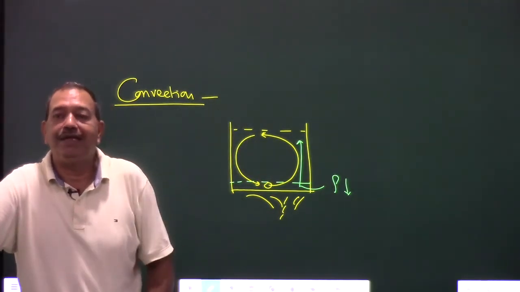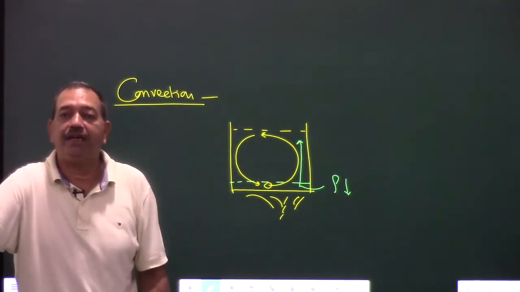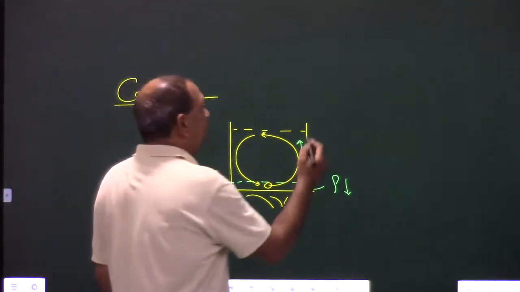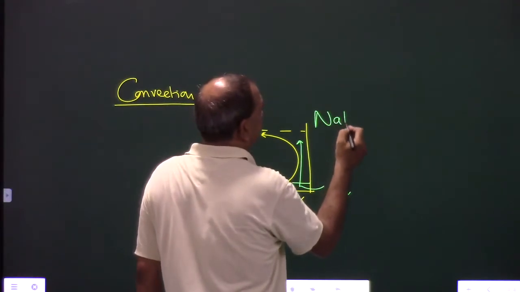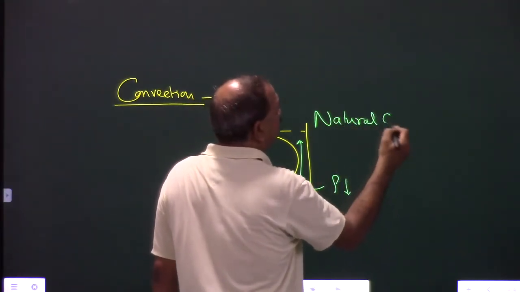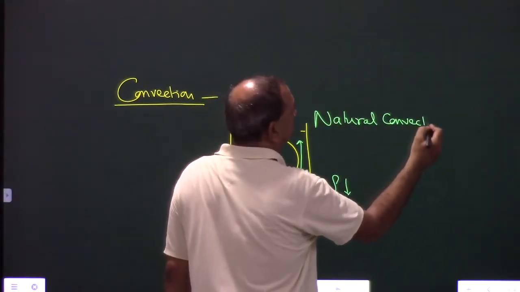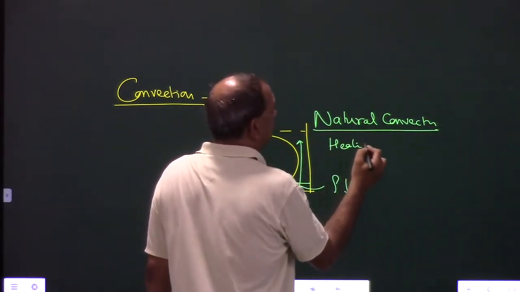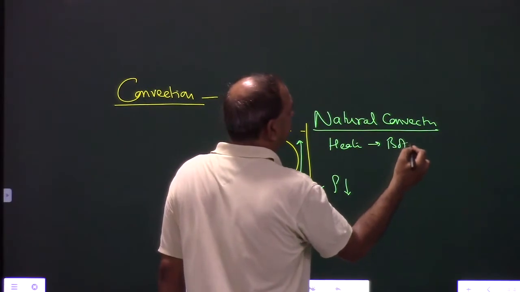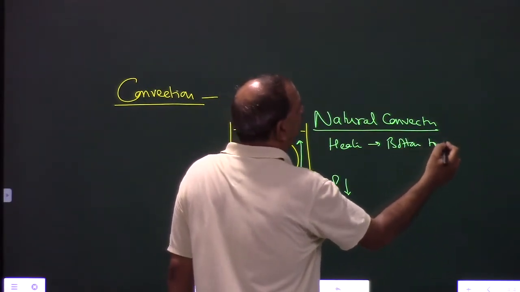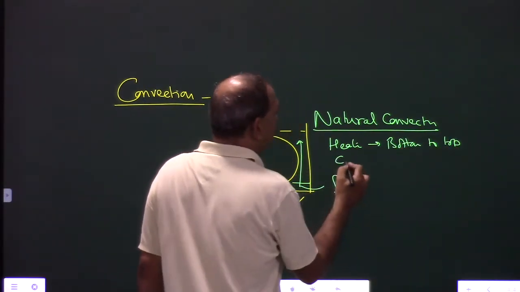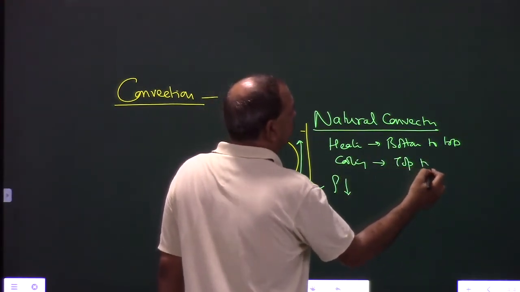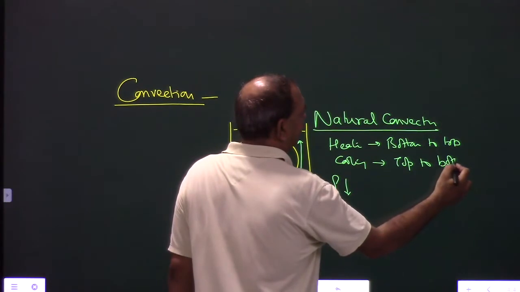This is what is called natural convection, where convection is happening on its own. And in natural convection, heating is from bottom to top and cooling is from top to bottom. That is in natural convection.